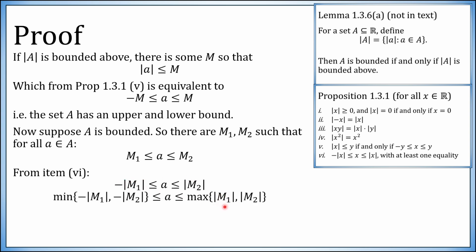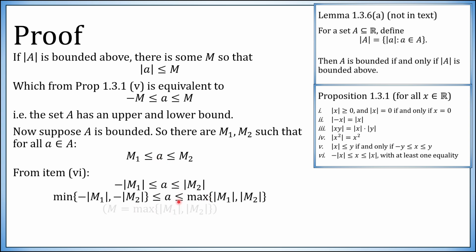I have a two-element set here: absolute value M1, absolute value M2. Pick whichever one is bigger. The bigger of these two things is at least as large as one thing that was in the set. Similarly, take negative absolute value M1 and negative absolute value M2. Pick whichever is smaller. That will be less than or equal to one of the numbers that was in the set. So now every element of capital A is in between these two values here.